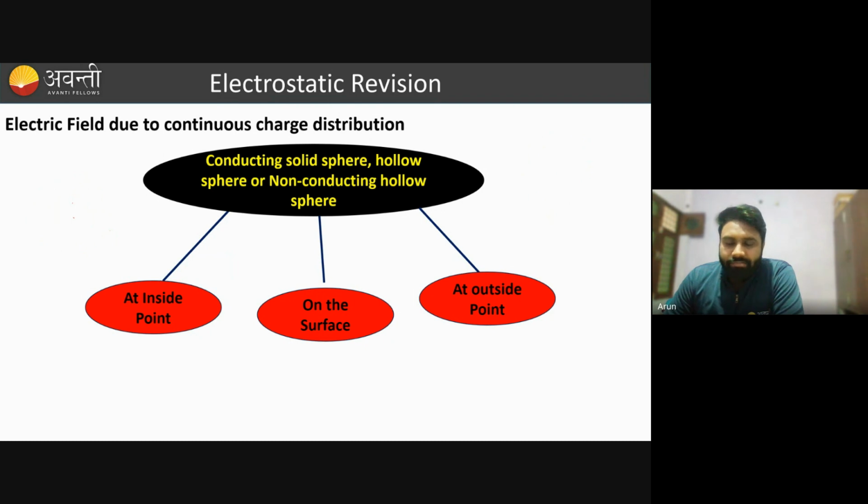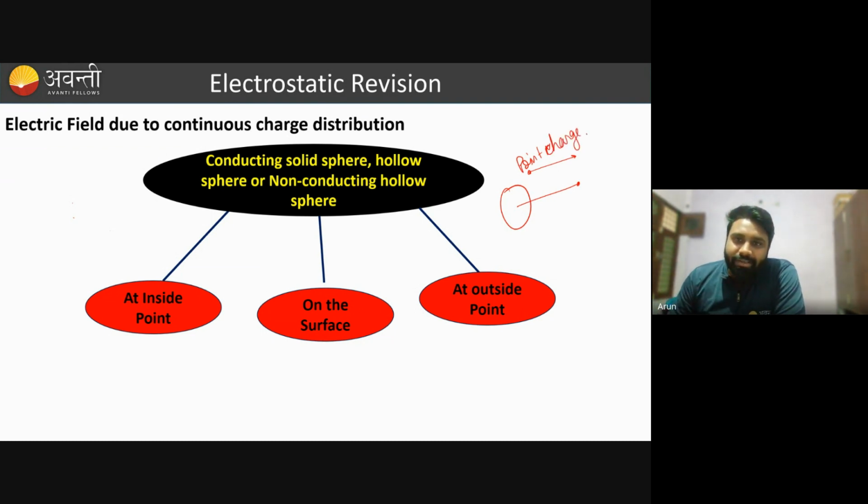If the point lies inside the sphere, on the surface, or at an outside point. So we are going to see the point outside first. There is a sphere, and if a point lies outside of it, this sphere will be treated as a point charge.